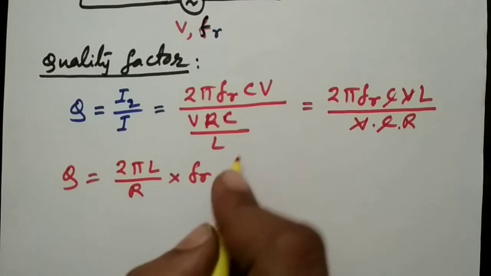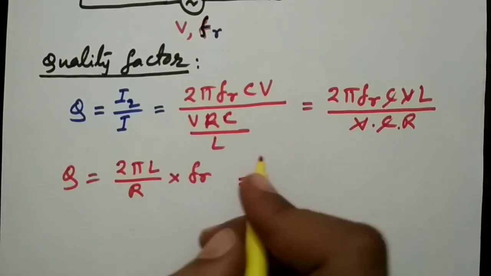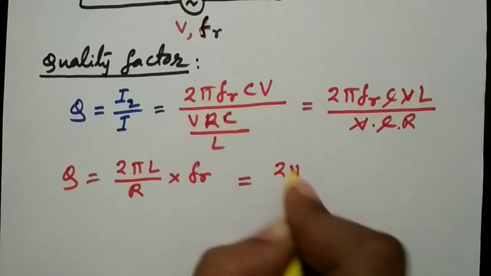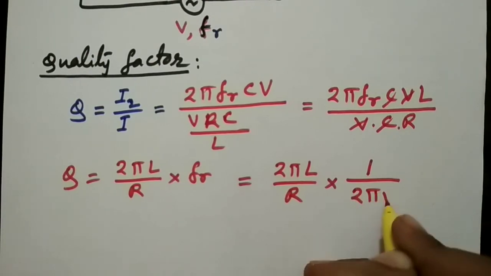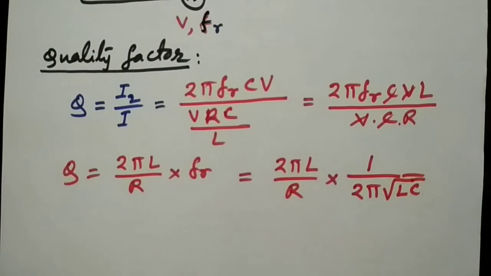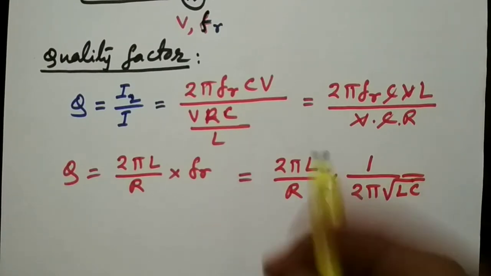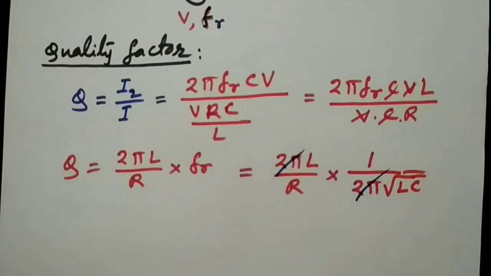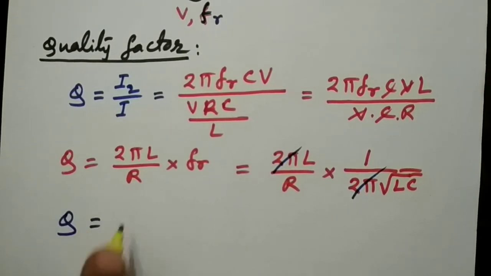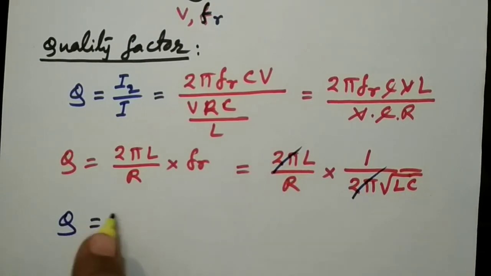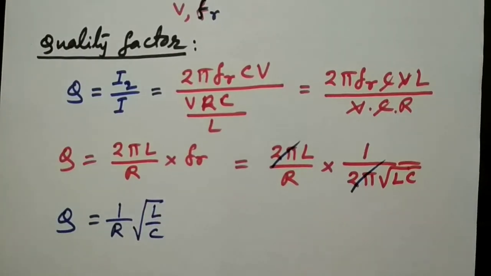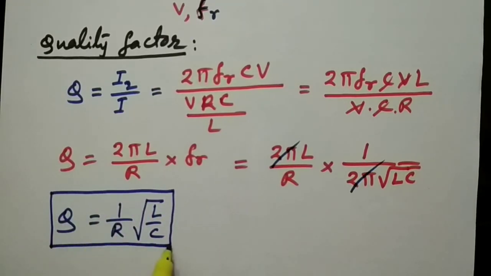And if we consider the magnitude of the resonant frequency, it can be written as 2 pi L upon R into 1 upon 2 pi root LC. So 2 pi is cancelled, and now the quality factor becomes, here it is L and it is square root of L. So it can be written as 1 upon R root L upon C. So this is the quality factor of a parallel circuit at resonant condition.